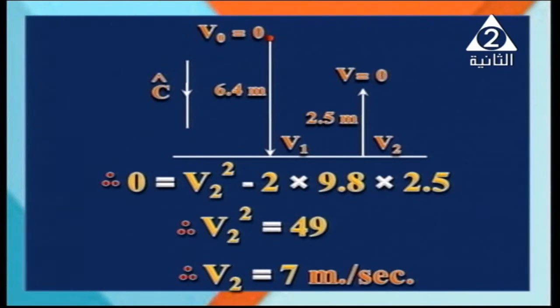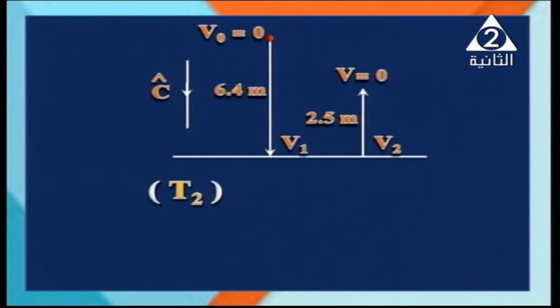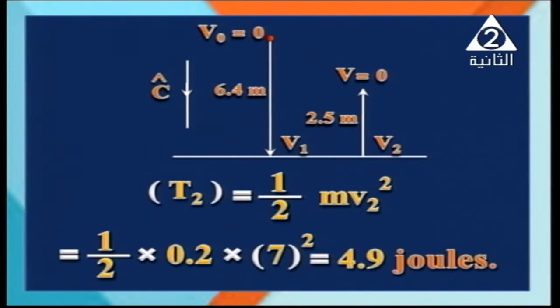What is the kinetic energy? Excellent student, we have half mv squared. Kinetic energy after the impact with the ground, directly, T2 equals half mv squared, half times 0.2 times 7 power 2, answer is 4.9 joule. Therefore, this is the kinetic energy after impact.